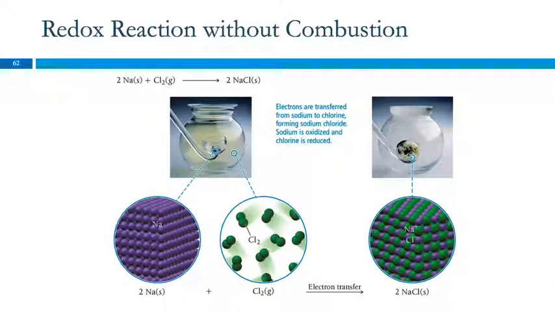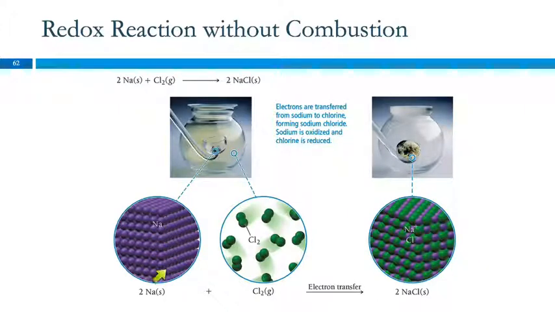This is a redox reaction that does not involve combustion. And we've looked at this before. Here we're reacting two elements, a metal and a nonmetal, sodium and chlorine. Chlorine is this yellowish gas, and sodium is a soft metal. And when these react, they form sodium chloride. You can see the little crystals in there. This is also a rather vigorous reaction.